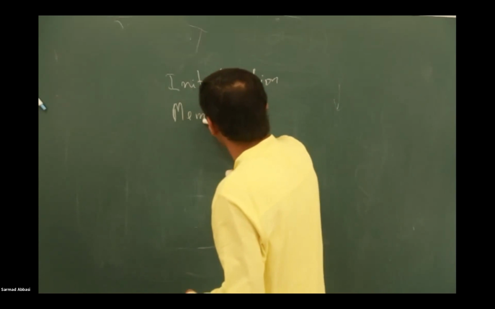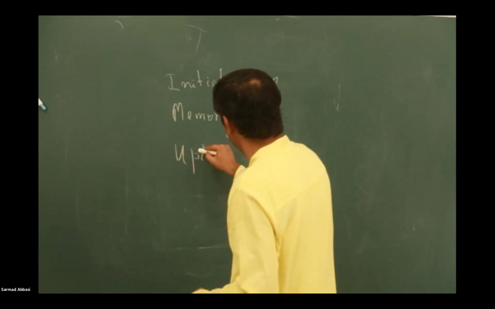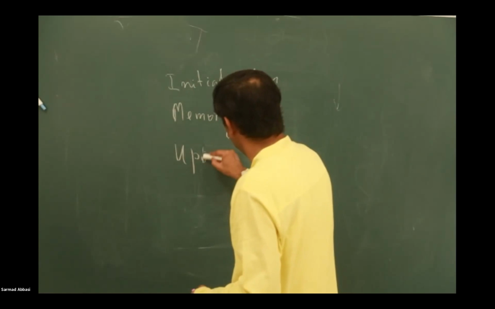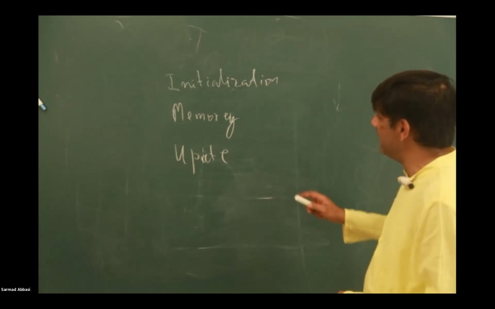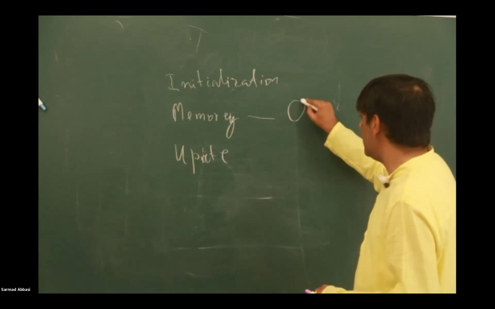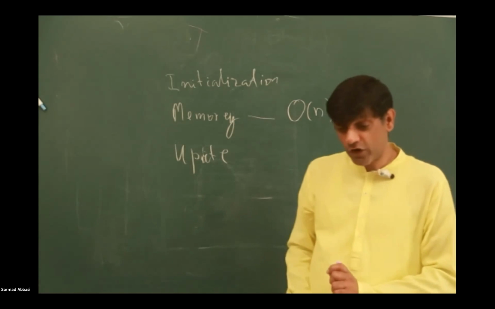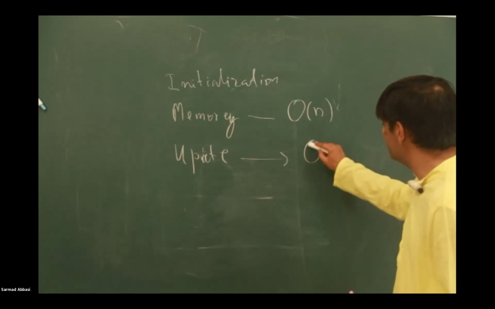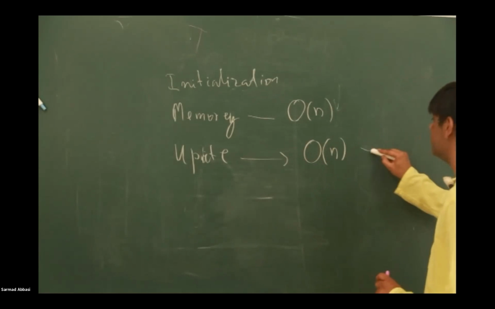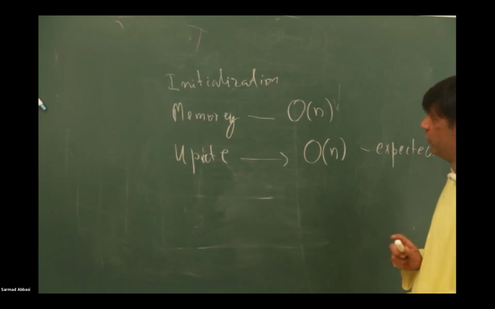Memory, update. All right, these are the 3 things. And memory, we have gotten it down to order n. All right, and this is worst case order n and not expected. The update, we have gotten it to order n, but this is expected, or on the average. Okay.